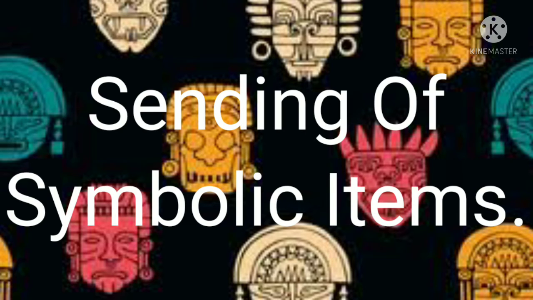Sending of symbolic items is another traditional means of communication. In the olden days, people sometimes communicated with the use of symbolic items. For example, a powerful king could send a gun or bullets to another king. This symbol means that the king and his people should get ready for war.